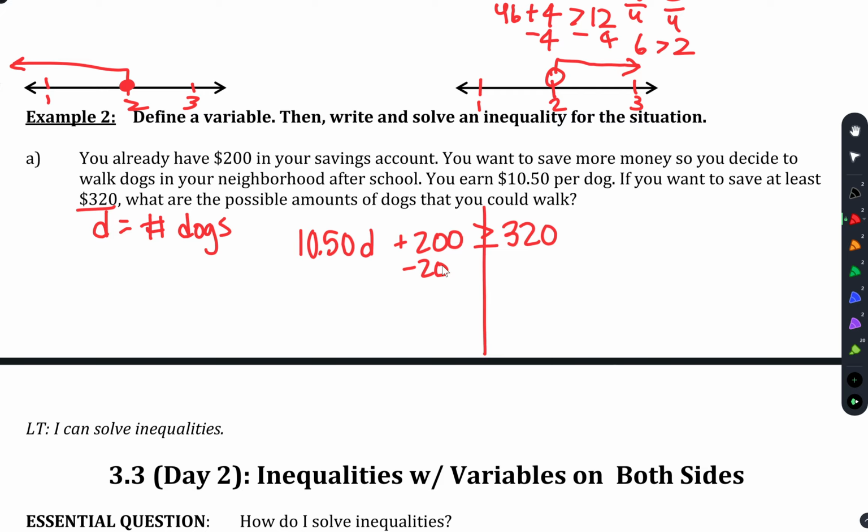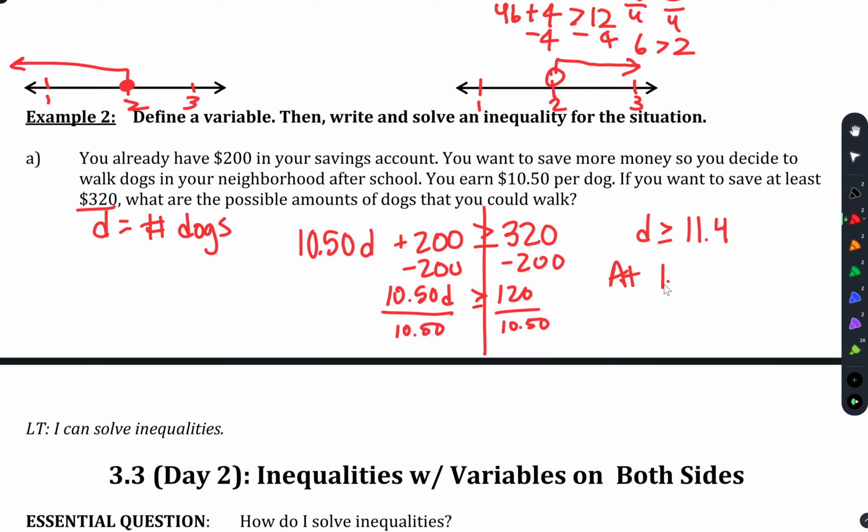Now we're going to solve. So subtract the 200 from both sides. 10.50D is greater than or equal to 120. Divide by 10.50 to get that D is greater than or equal to 11.4 something. Can we have 0.4 of a dog? So how many dogs do we have to walk at least? At least how many dogs? 12. Yeah, at least 12 dogs.